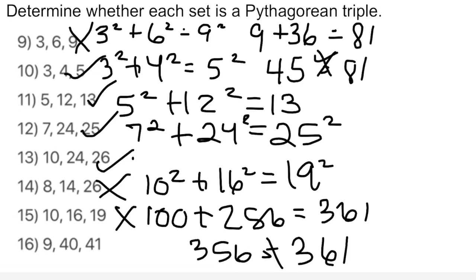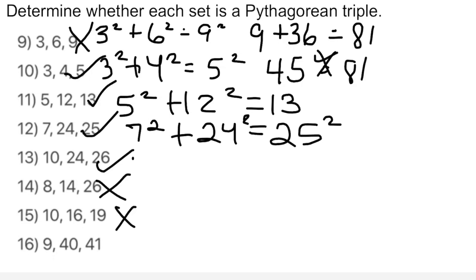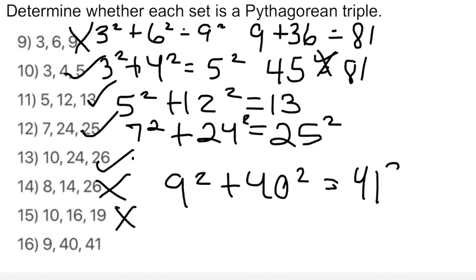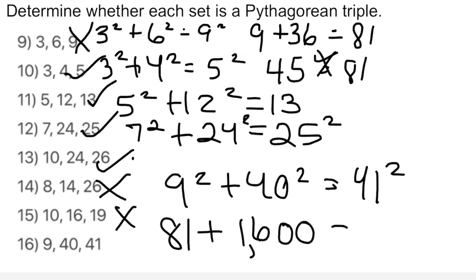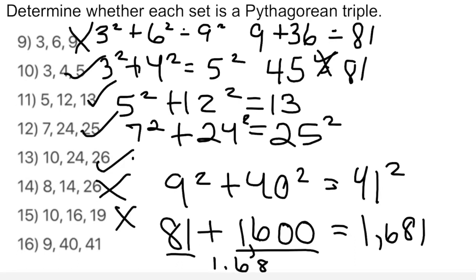All right, pause the video and try your last problem on your desk. Number 16. 16 is 9 squared plus 40 squared equals 41 squared. 9 squared is 81. 40 squared is 1,600. 41 squared is 1,681. 81 plus 1,600 is 1,681 equals 1,681, which they do, so 16 is a Pythagorean triple.